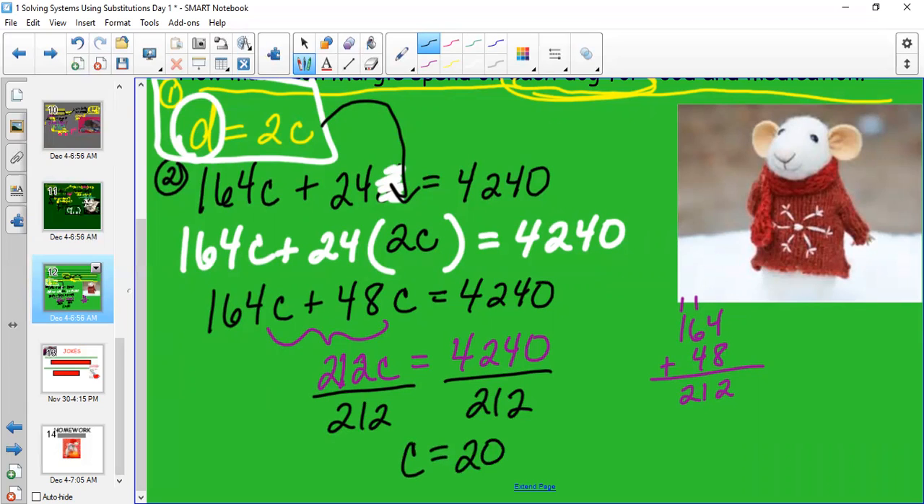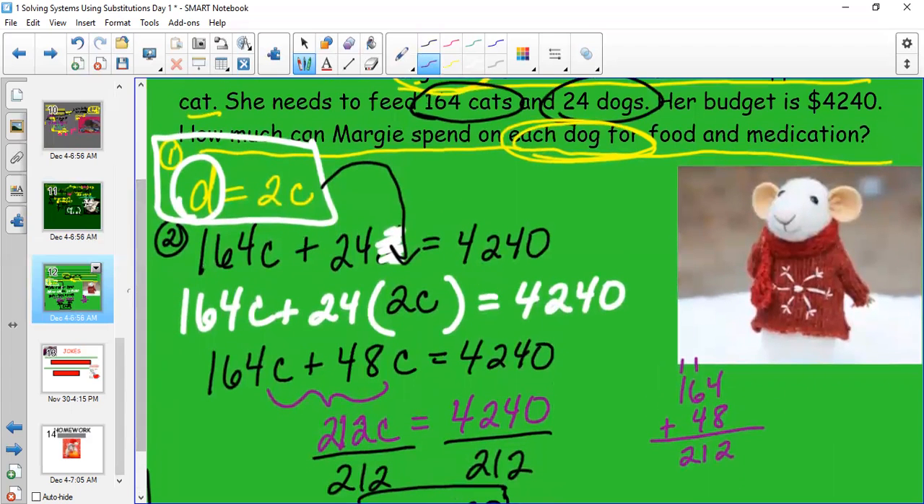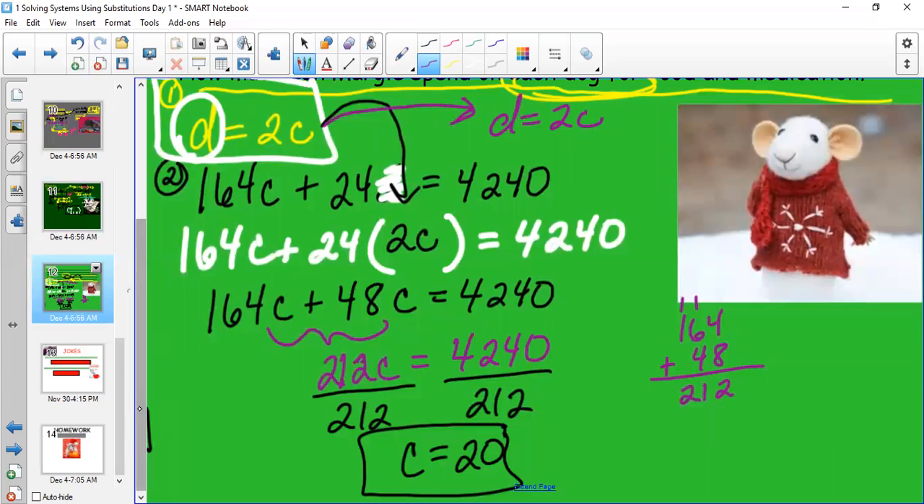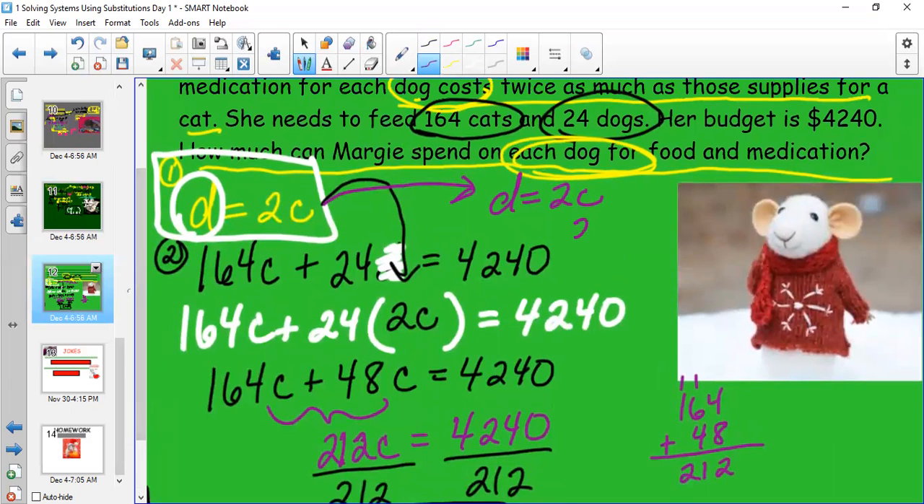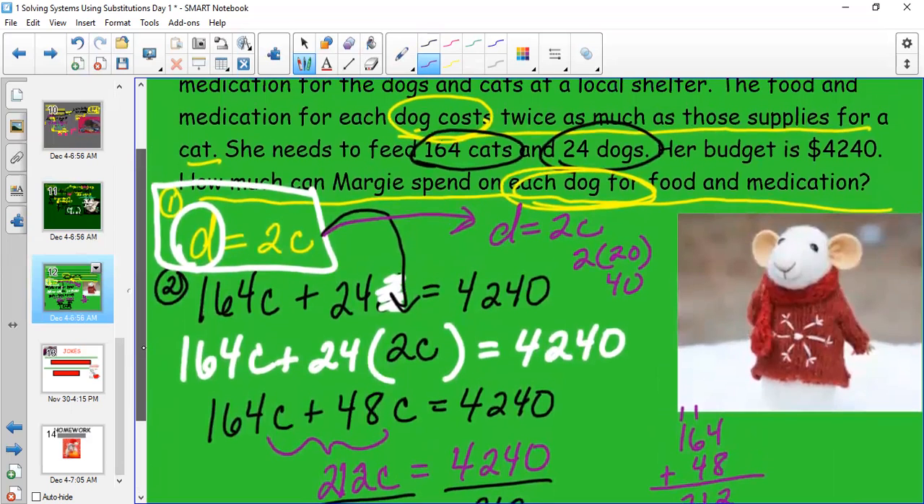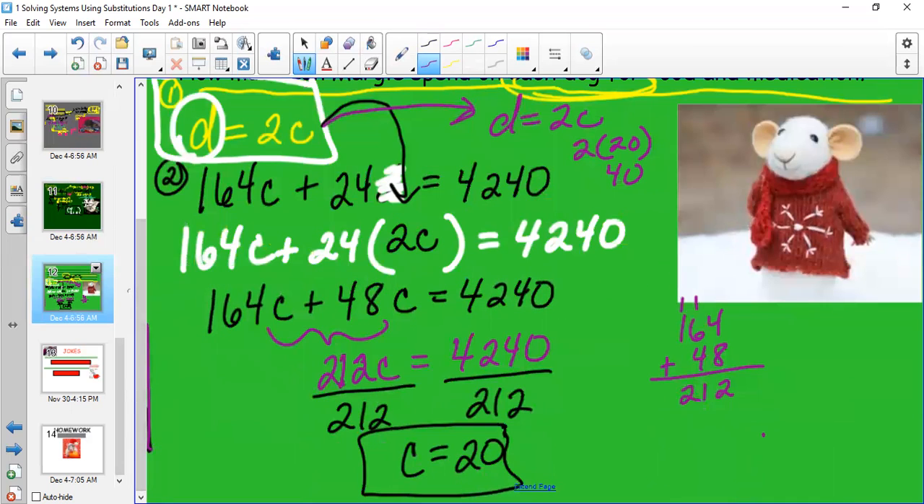Now notice that's how much money I'm going to spend on C, the cats. So each cat can have $20 worth of food and medication. But I don't want to know what a cat costs. I want to know what a dog costs. So go back to your magic equation to figure out dogs. So dog is double what a cat was. So I'm going to take the cat, which was 20, and multiply it by 2. So that would give us $40. So how much can Margie spend on each dog? That would be a final answer of $40.